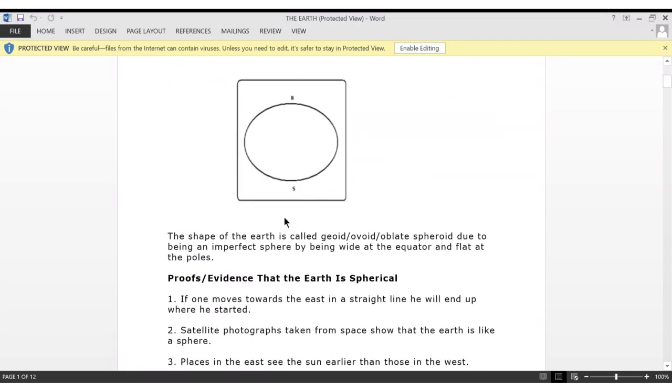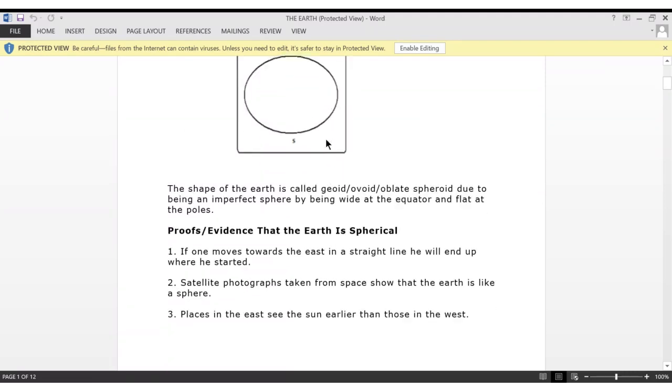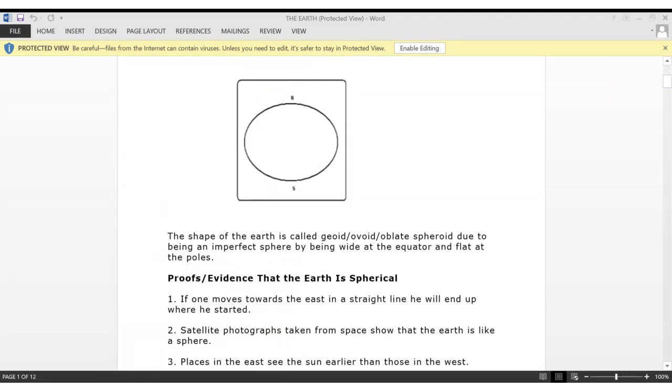And remember that the earth is not circular. We say that the shape of the earth is geoid. We can say it is ovoid, and then we can say it is like an oblate spheroid, because it is an imperfect sphere. So being an imperfect sphere, it is not circular. And remember that it's wide at the equator and flat at the poles. So that is the shape of the earth actually.